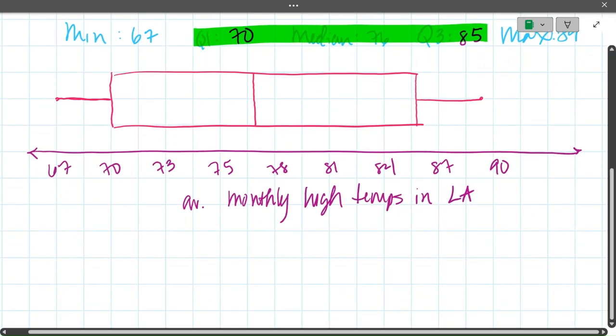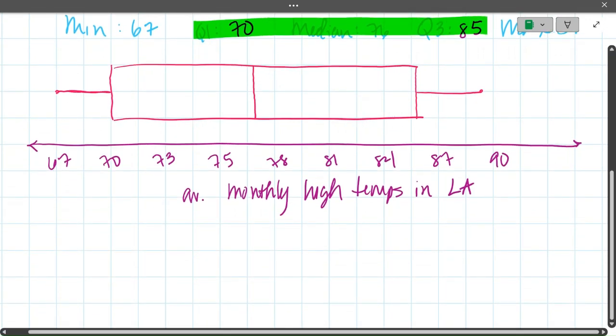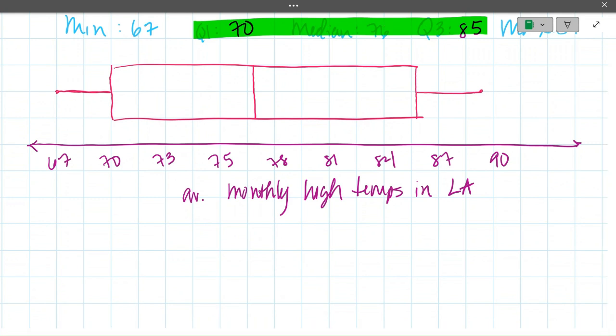So a lot of times when you are constructing box plots, that's one part of it, but then they want you to analyze it. So I'm going to give you 3 things that I would say about this box plot. I am going to say that 50% of the months in Los Angeles have average monthly high temperatures that are less than 76 degrees Fahrenheit, but greater than 67 degrees Fahrenheit. And half of the months in the year in LA have high average monthly temperatures between 76 degrees and 89 degrees. So that's one thing you could say.